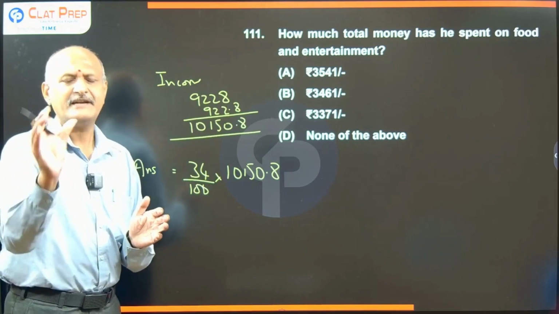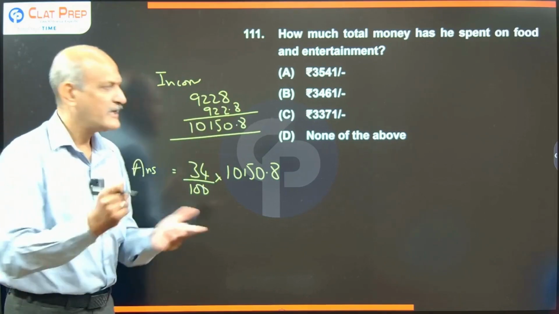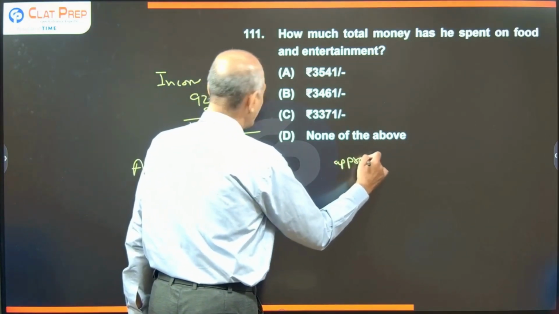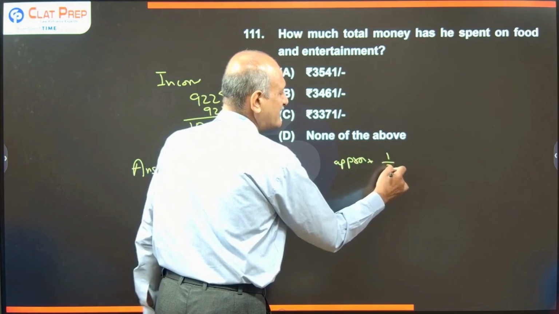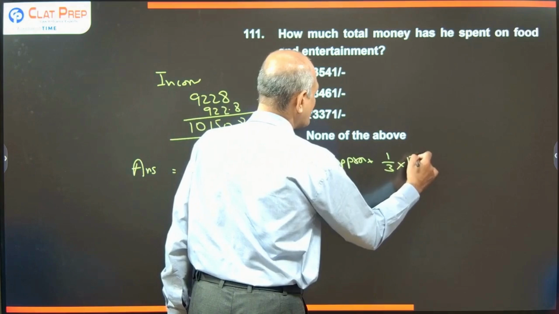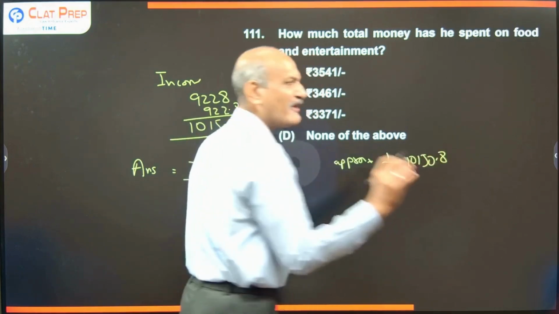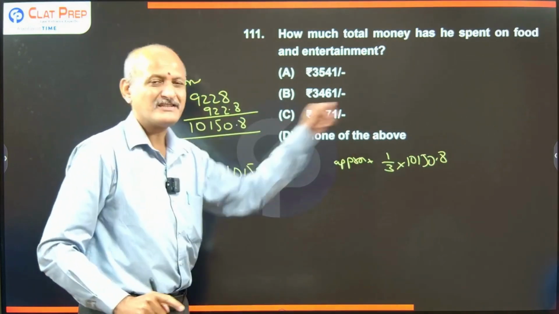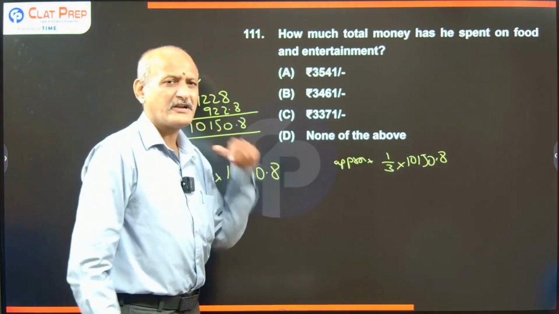Let's understand. If it were 33 1/3%, then approximately I can say it is equal to 33 1/3%. In fraction, it is how much? It is 1/3. Okay, 1/3 of how much? It is 10150.8 here. Like this we would have calculated. But there is a small problem here. There is an option called none of this present here.